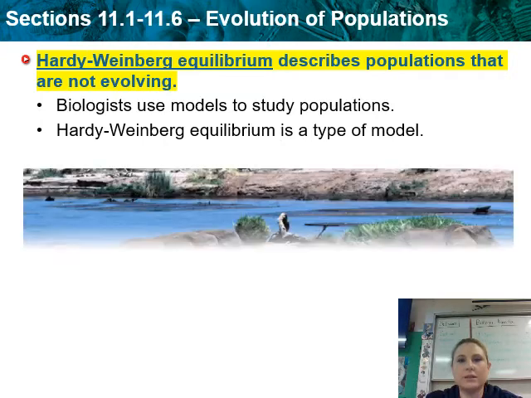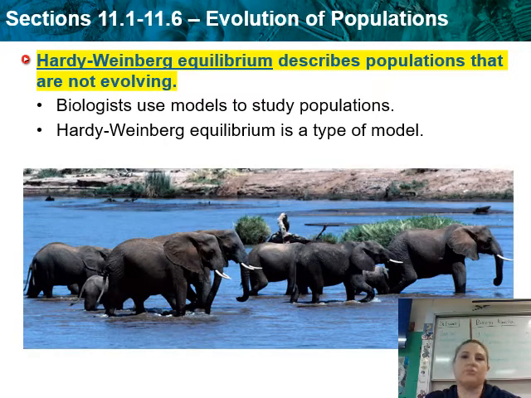Okay, when scientists study evolution, they use models to study a lot of populations. And the Hardy-Weinberg equilibrium is a type of model, but it describes a model of a population that is not evolving.